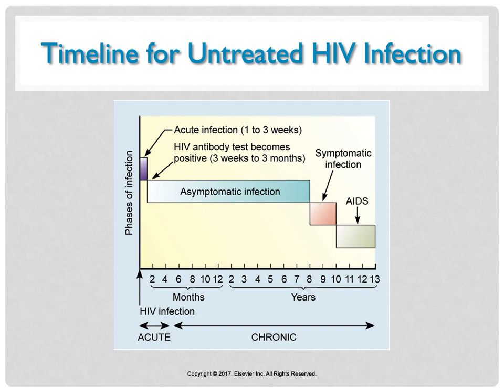So what we see is during that 1 to 3 month period of time, we have an acute infection, but then it becomes chronic. And during that chronic period, we often will see symptomatic infections show up between 8 to 10 years, and at 10 years plus is when people start showing symptoms of AIDS.